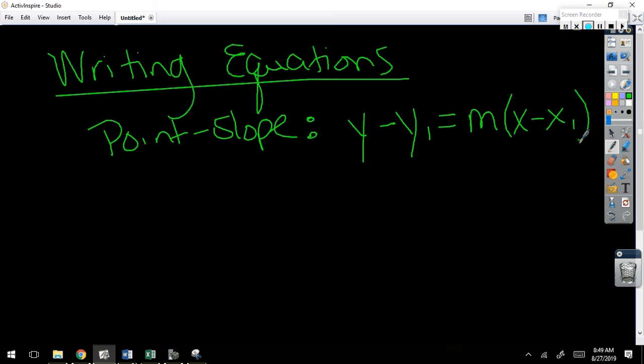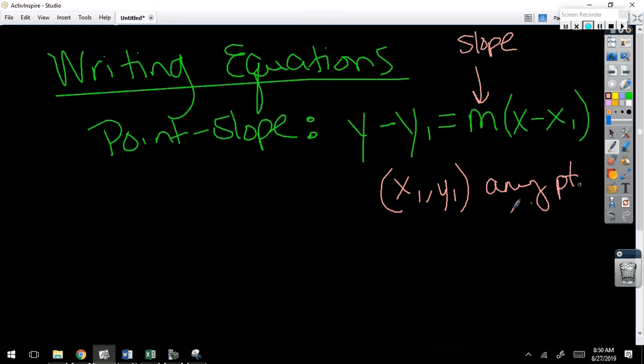Okay, so slope-intercept form, which is that mx plus b, and we'll talk about it in a second. But it requires a lot of manipulation and solving when you have 2 points that you're writing an equation for. The easiest thing to do is point slope. So obviously we know the m is what? Slope. And x1, y1 is any point on my line.